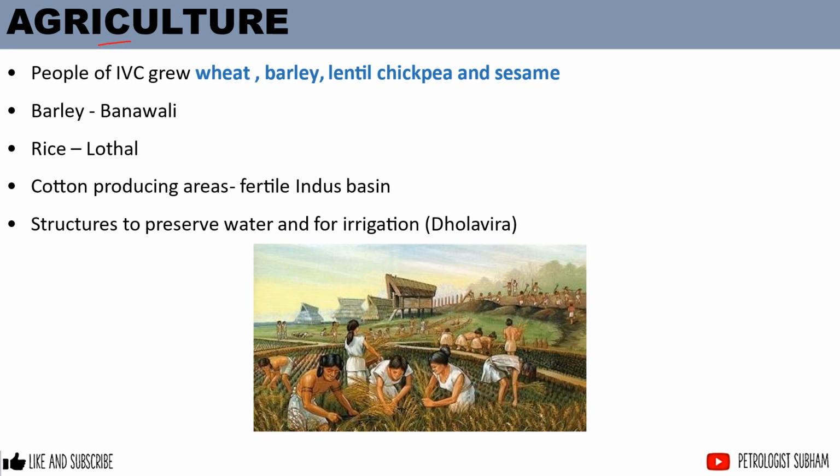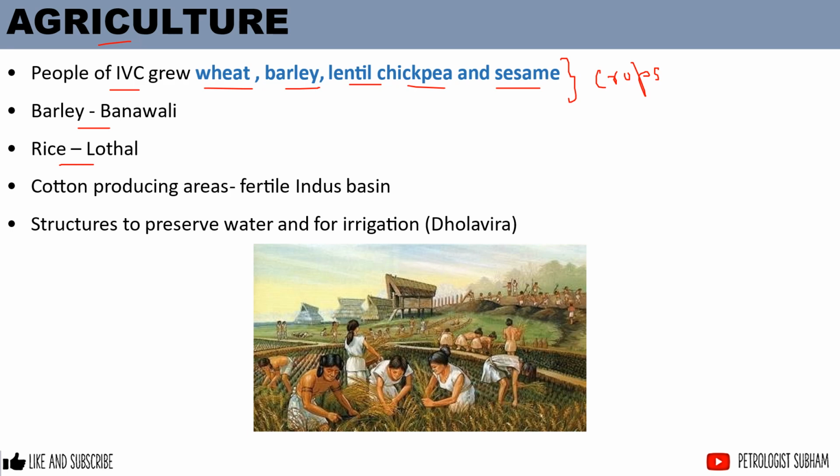In the context of agriculture, people of the Indus Valley civilization grew wheat, barley, lentil, chickpea, sesame. Okay, you must remember these particular crops that the people of the Indus Valley civilization used to grow on a commercial basis and or daily food crop basis. Okay, the evidence of barley was found at the site of Banawali. The evidence of rice was found at the site of Lothal.